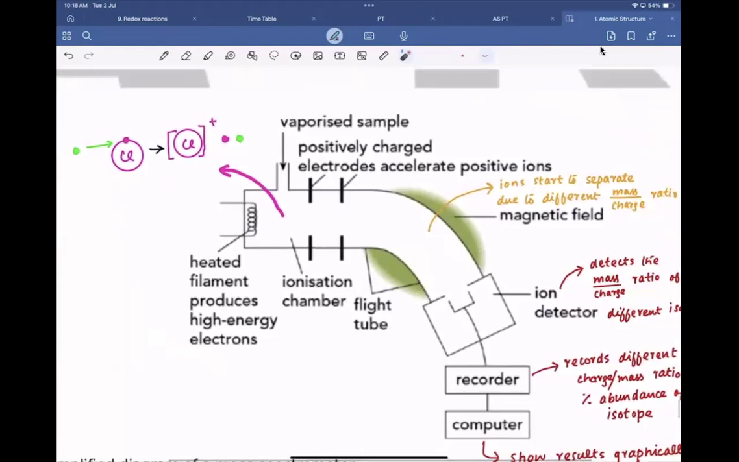If you see this ray diagram, on the extreme left, you will observe a heated filament, right? And that heated filament actually produces high energy electrons.